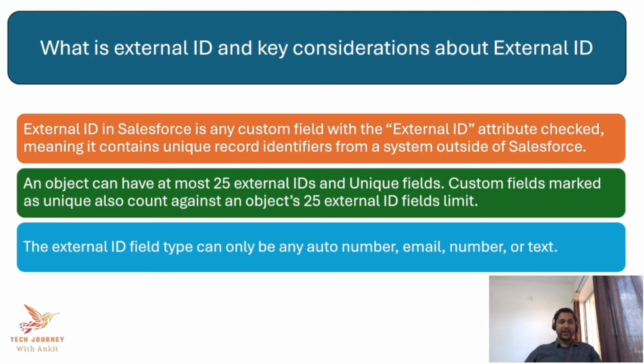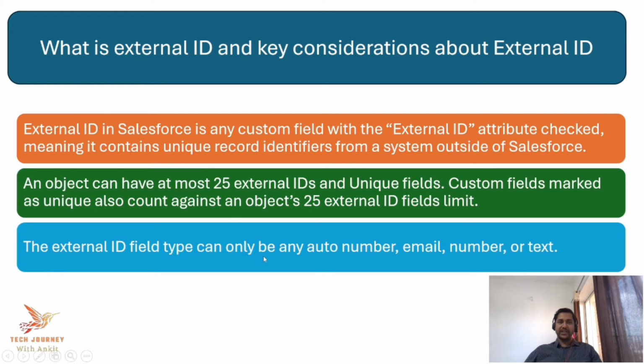There are a few limitations that you have to keep in mind whenever you are using the external ID. The first one is that an object can have a maximum of 25 external IDs. You cannot have more than 25 external and unique IDs. Next, custom fields marked as unique also count against those IDs. Whether you mark them as unique or as an external ID, it is an accumulated limit of 25.